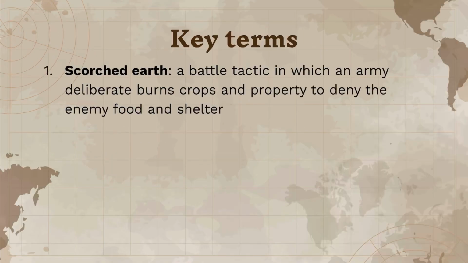Let's start with the one key term, which is scorched earth. Scorched earth is a tactic where armies deliberately destroy crops, land, and property to deny the enemy food, shelter, and resources, usually by burning it.